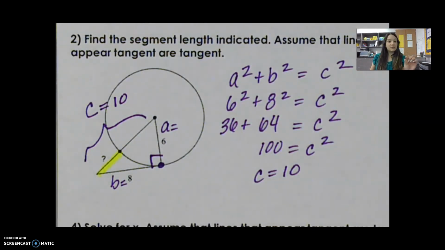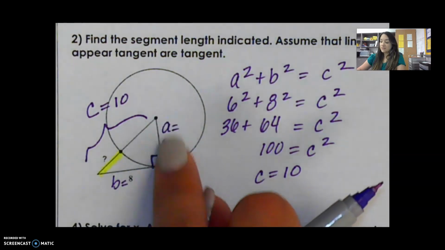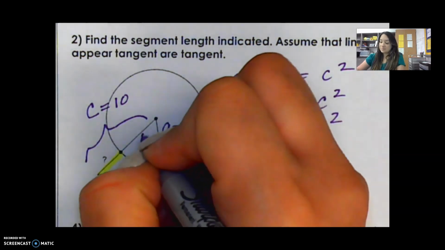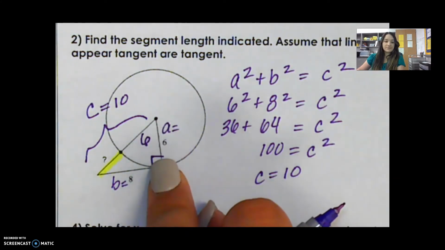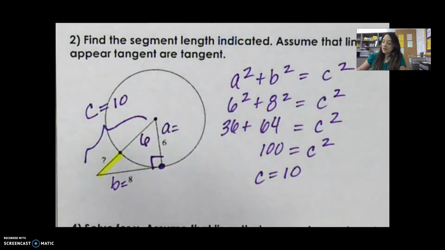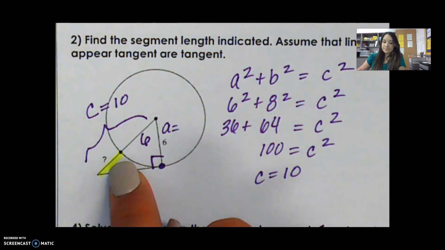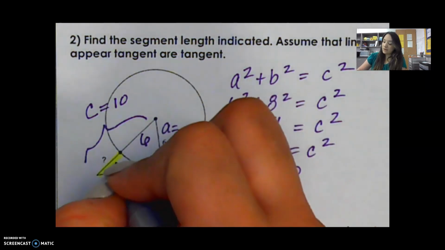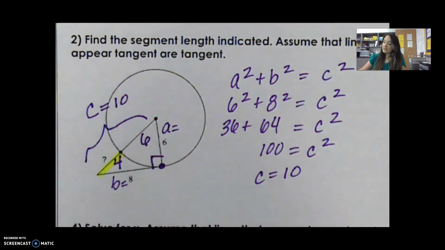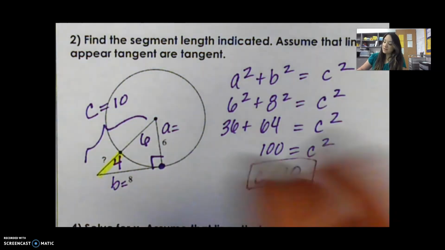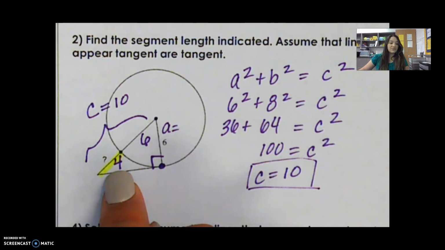Now, I need to find that little piece that's highlighted in yellow. I know one piece is a radius. I know this is also a radius. So this piece is 6, because radii are always equal to each other. All right. Now, the other remaining piece would be what? If you said 4, you are right, because 6 plus 4 equals 10. So the whole thing is equal to 10. That little piece that they wanted is 4.